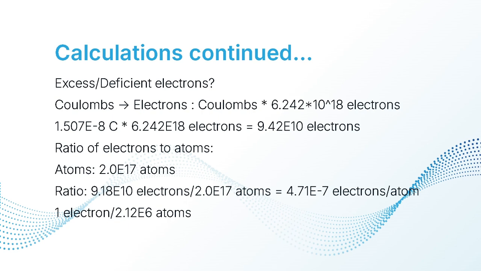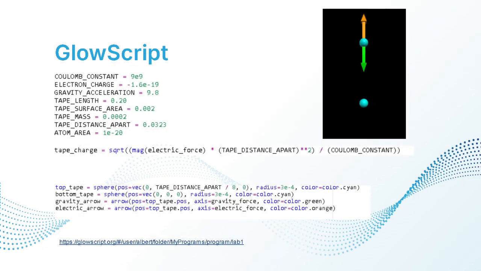Then, of course, we know since it's positive, it's going to have a deficiency of electrons, because when it's positive, that means it doesn't have enough negative charge. So, just doing some dimensional analysis, we find that it's lacking 9.42 times 10 to the 10th electrons. And then some more dimensional analysis to get the ratio of atoms to electrons and whatnot.